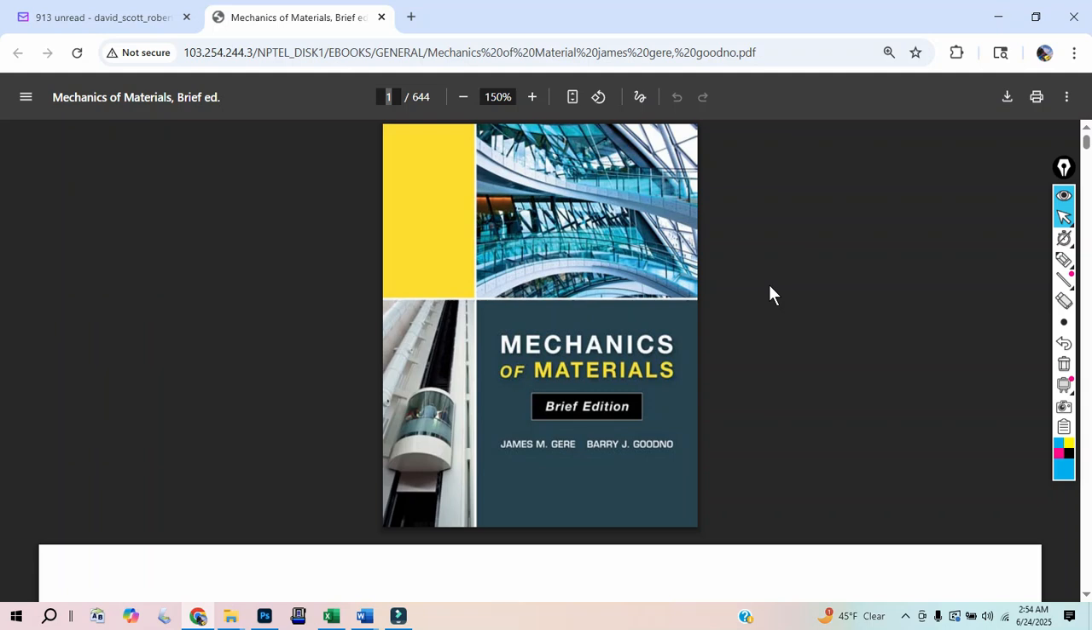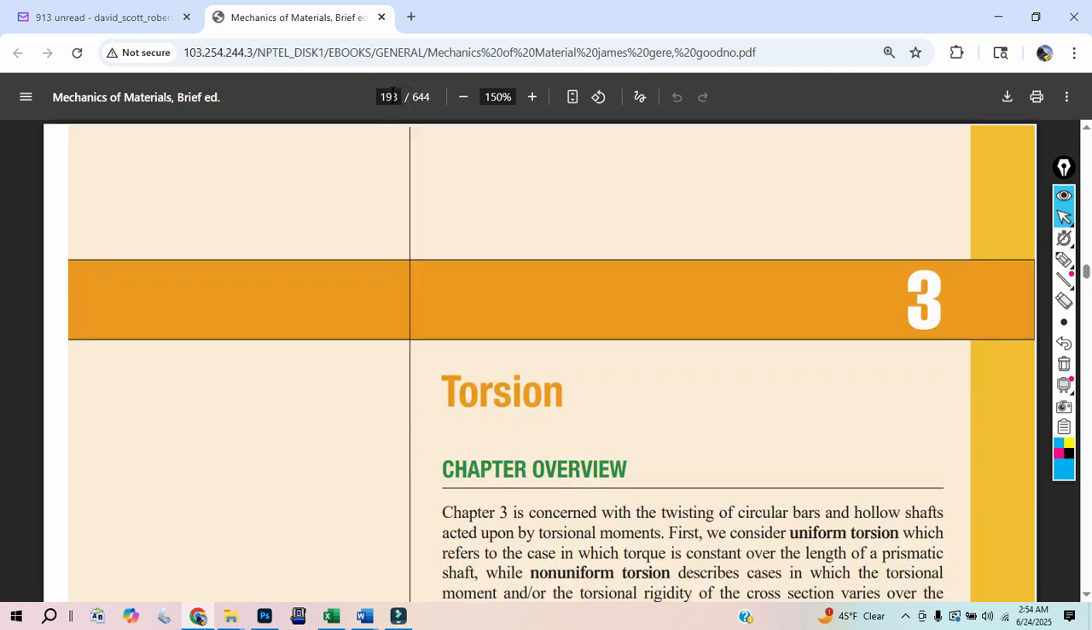All right. So we have material mechanics. This is James M. Gear, and we're going to continue our process of doing torsion.